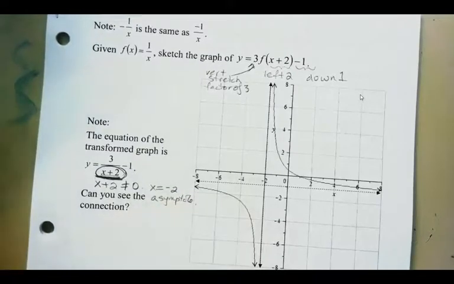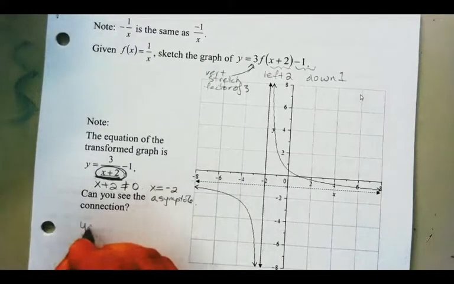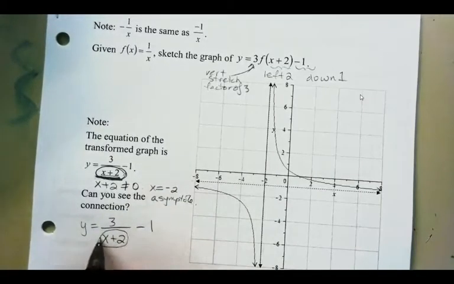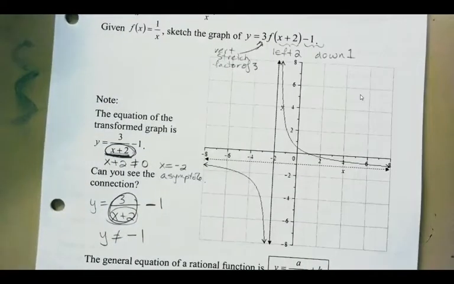Okay? Now, because x can never equal -2, what do you notice y can never actually become? We can never make this 0. This can never be 0, so y can never end up being -1 either, because of that. Okay, so there's the connection there between the asymptotes and the equation.